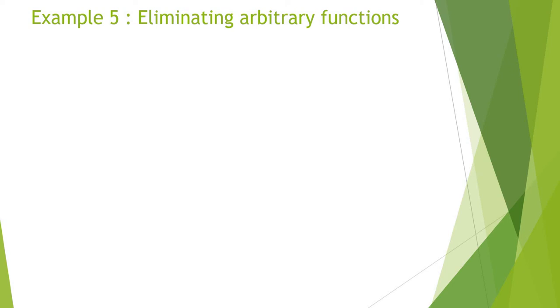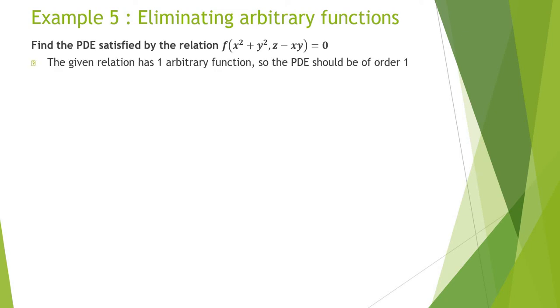Now in the last example, we will look at a relation where we can't evaluate the partial derivatives of z directly. Find the PDE satisfied by the relation f(x² + y², z - xy) equal to 0. The given relation has one arbitrary function, so the PDE should be of order 1. So we should get the first order partial derivatives of z. However, here we can't find the partial derivatives of z directly.